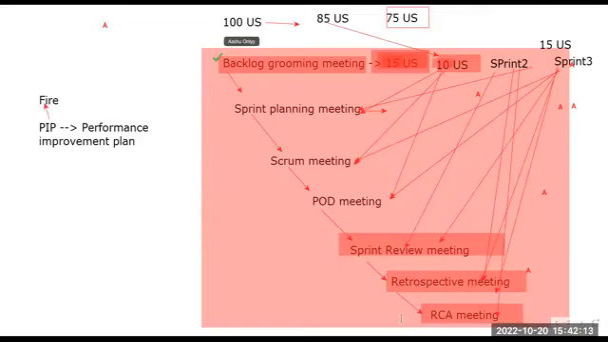What is that last point, sir? That is not visible. RCA meeting. Is it not visible? RCA meeting. Visible, sir, visible. Sir, zoom it here and there. Okay.